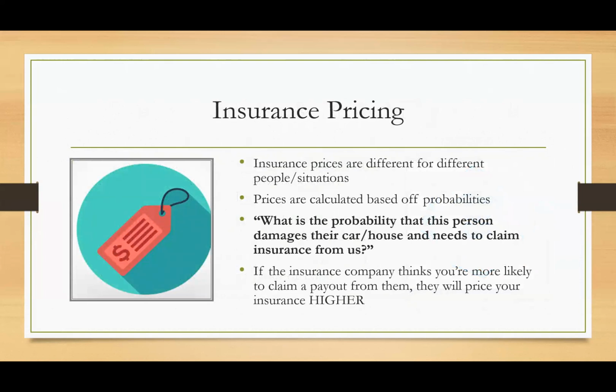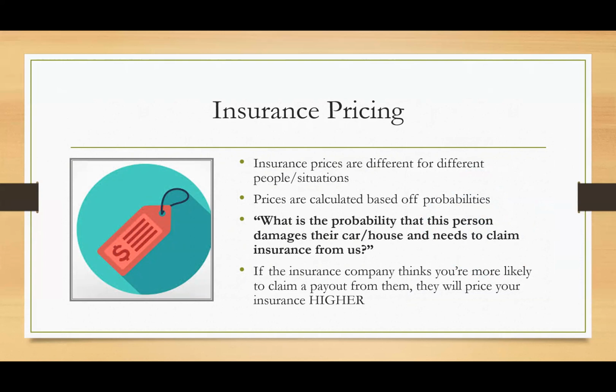So how is insurance priced? It is different for different people in different situations. There's not just one car insurance price. It's always slightly different because the prices are calculated based off probabilities. So the question they ask is, what is the probability that this person damages their car or their house and needs to claim insurance from us?